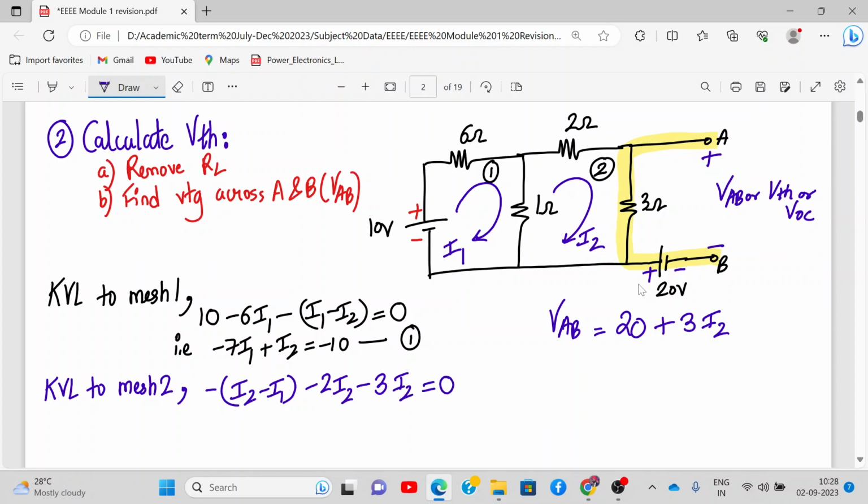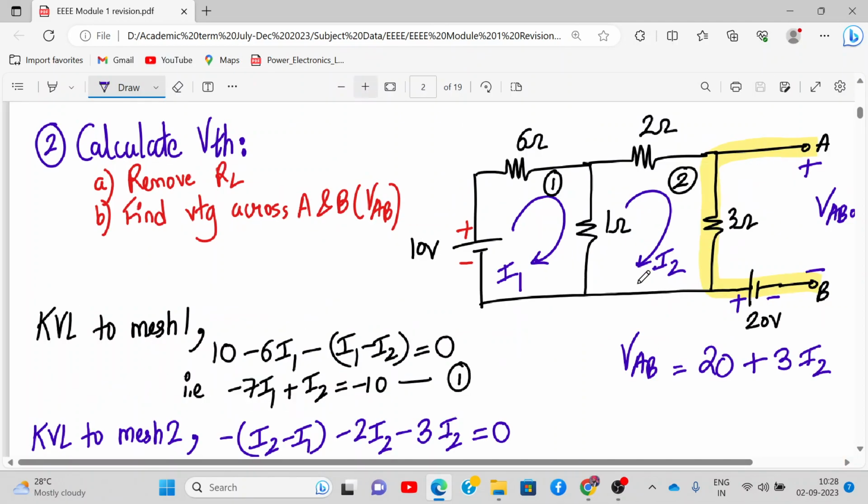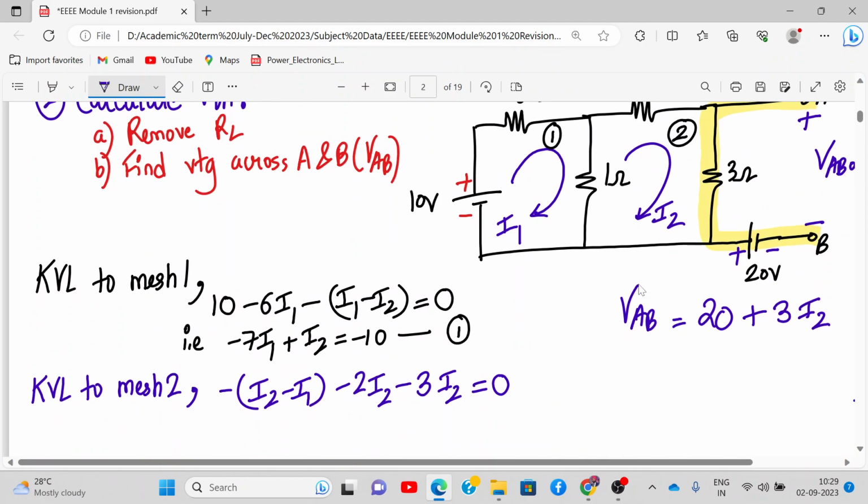The 1 ohm resistance is shared by I1 and I2. The 2 ohm and 3 ohm are not shared by anyone, so we can directly write them with a minus. Now we arrange this properly. So it will be I1 minus 6 I2 is equal to 0. This we call equation number 2.